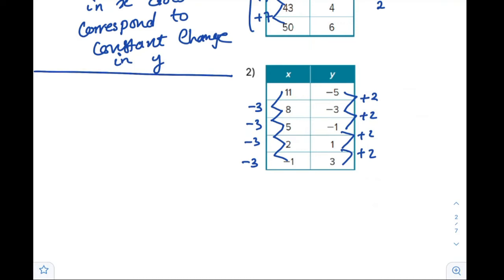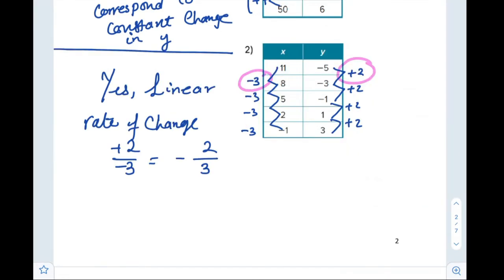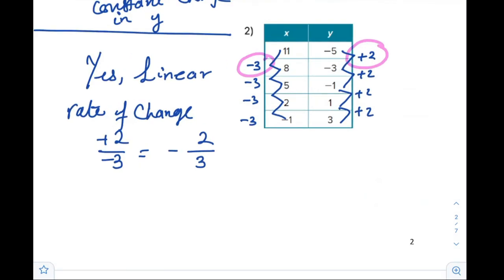In this function we can say yes, it is linear because constant change of x corresponds to constant change of y. The constant change in x was matched by a constant change in the value of y. Okay, what is the rate of change here? The rate of change, simply you can divide the change of y over change of x. It is simply positive 2 over negative 3, or it is negative 2 over 3. Or you can find it using the formula, which is y2 minus y1 over x2 minus x1.